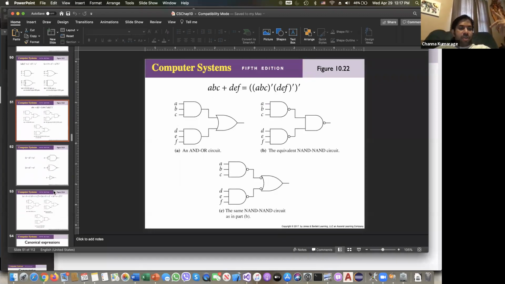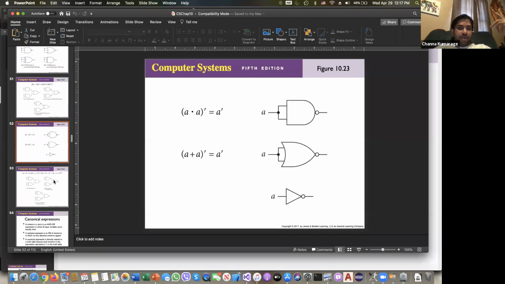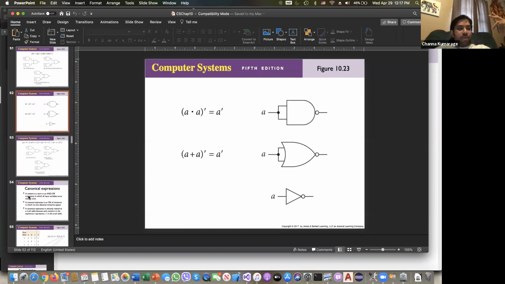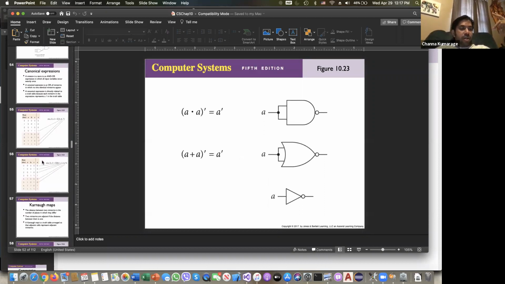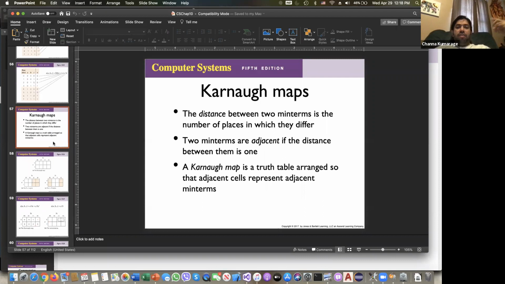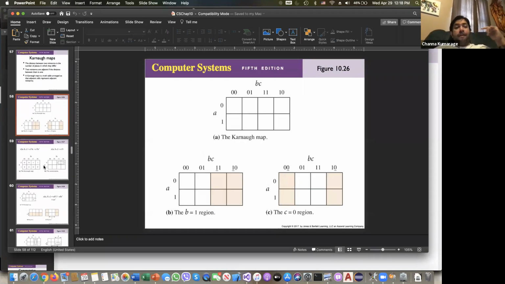One proposed solution is, as long as you know the theorem, you can simplify. One other proposed solution is something called K-maps. Karnaugh maps. So how this works, you don't need to remember all the theorems behind it, but I'll give you easy clues on how you can draw a simple K-map.